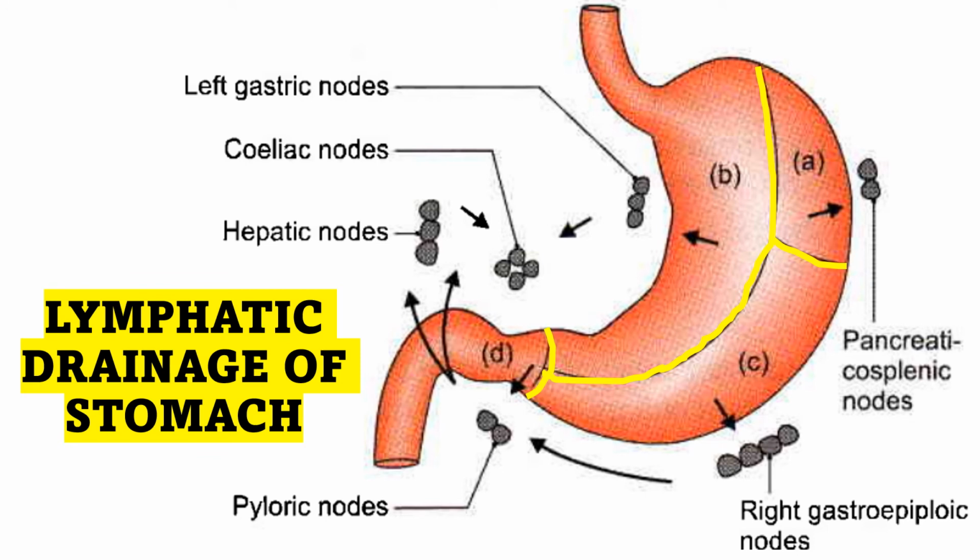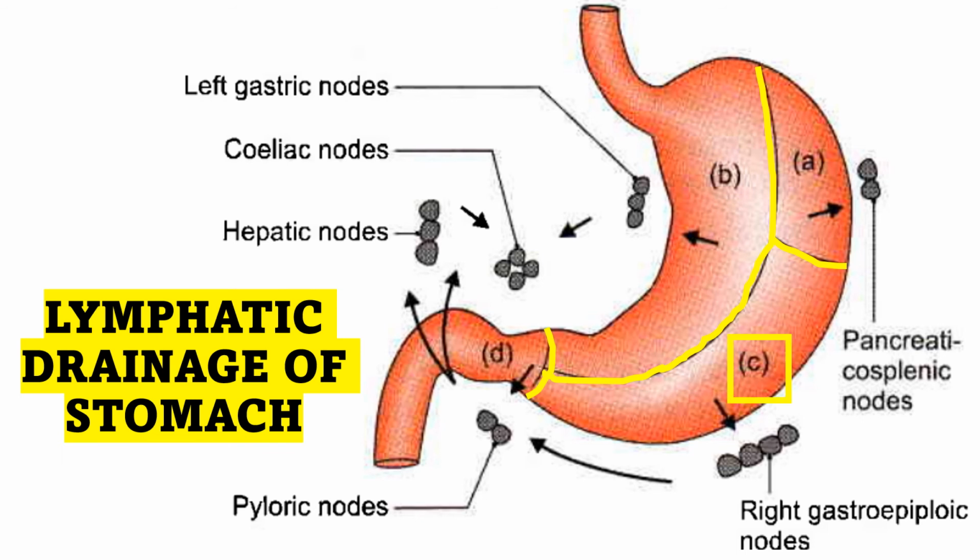The lymphatic drainage from these 4 territories into distinct groups of lymph nodes is as follows. Area A, also known as pancreaticosplenic area, empties into pancreaticosplenic nodes along the splenic artery. Area B is the largest area along the lesser curvature. The lymph from this area is drained into left gastric lymph nodes along the left gastric artery. These lymph nodes also drain the abdominal part of esophagus.